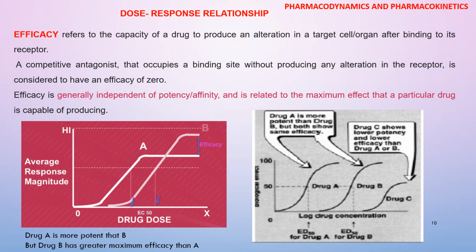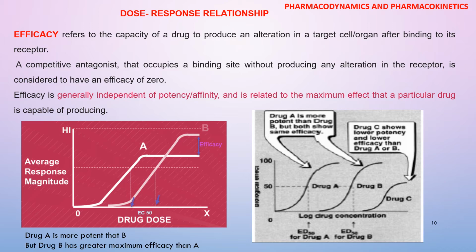Efficacy. It is a measure of the maximum response a given drug produces. It is independent of the potency and affinity of a particular drug. Example, a competitive antagonist can have high affinity for the receptors, but its efficacy is zero. The graphs below show the drug dose response curve.